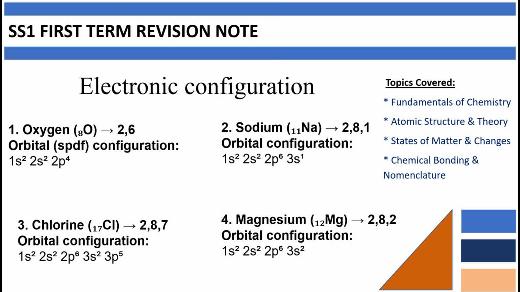There is something I want to tell you. The last numbers we are calling, that is the 6, 1, 7, and the 2 in magnesium, at the extreme, is what we call the outermost electrons.